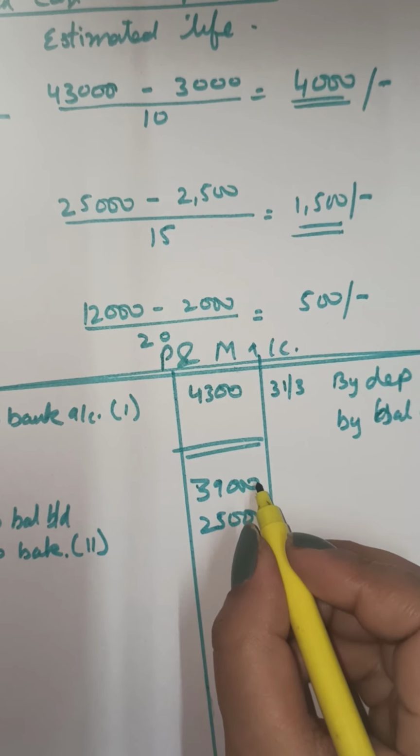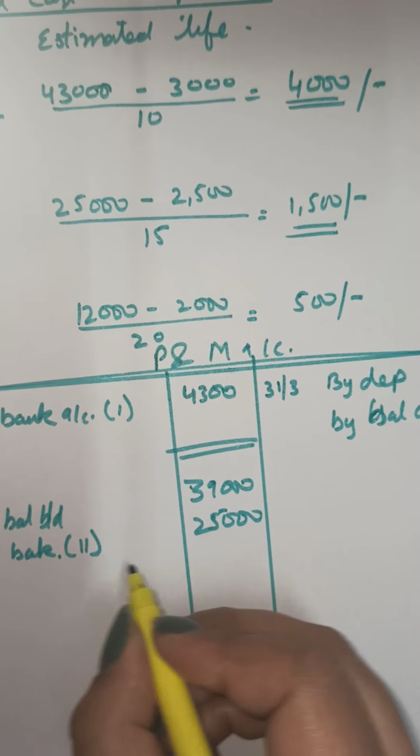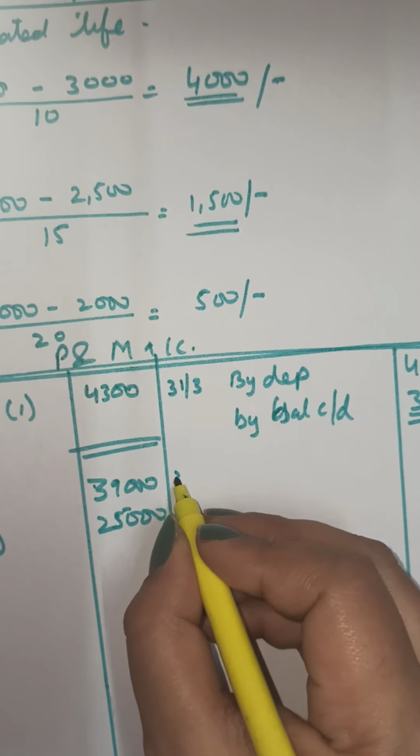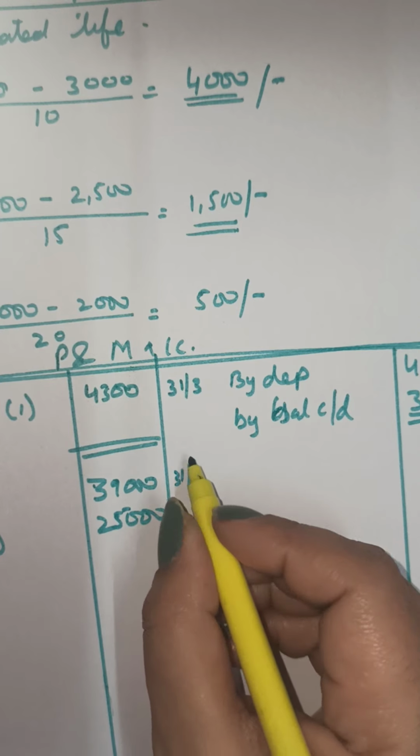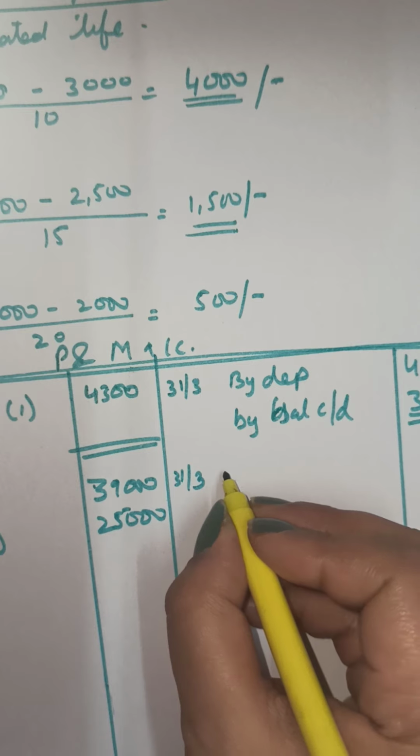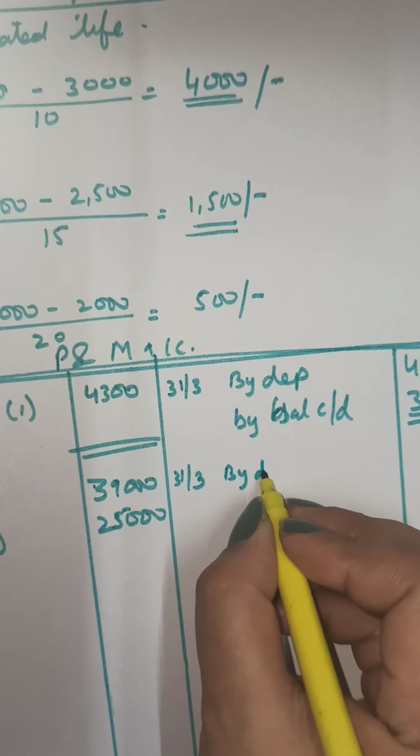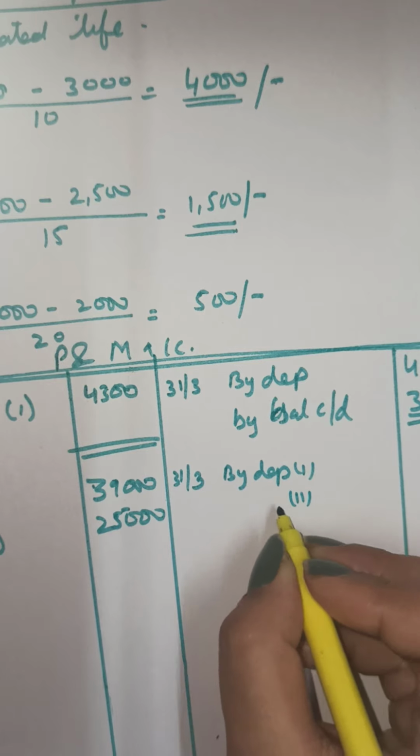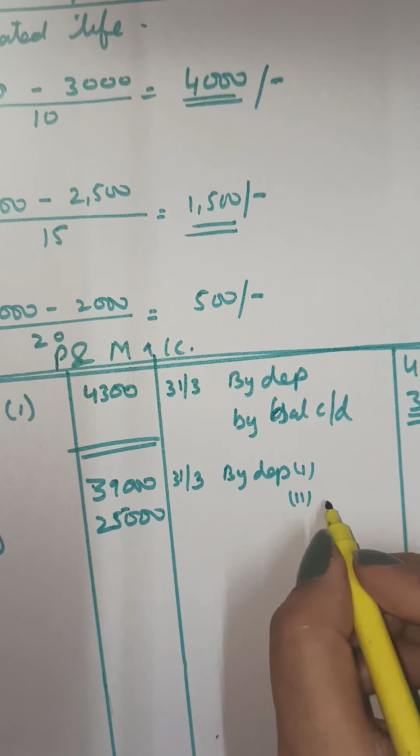This is the already existing asset, asset number 1. And this is the second asset, asset number 2. Now we have to, on 31st March 21/7, provide depreciation for the 2 assets. By depreciation 1 and by depreciation 2.